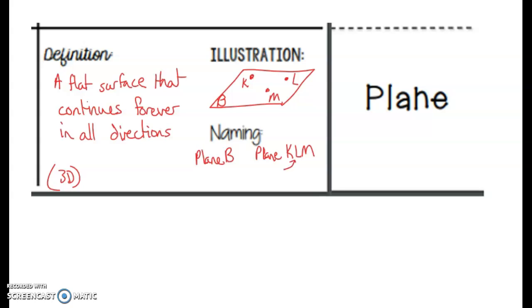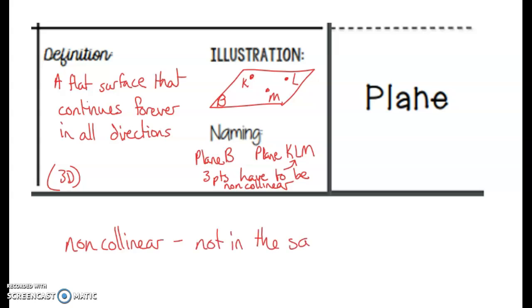Now, these 3 points must not be in a line. So I'm going to put 3 points have to be, and I'm going to use a new word here, non-collinear. So just for the record, non-collinear means not in the same line.